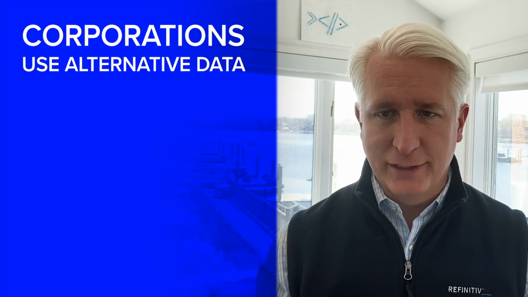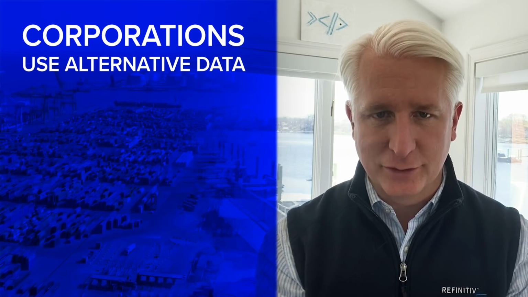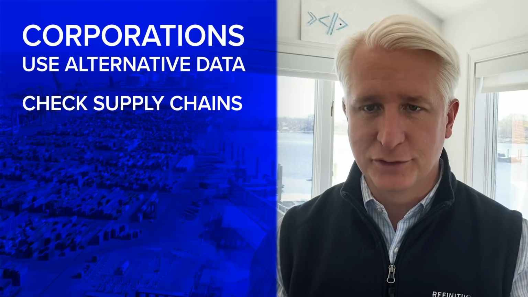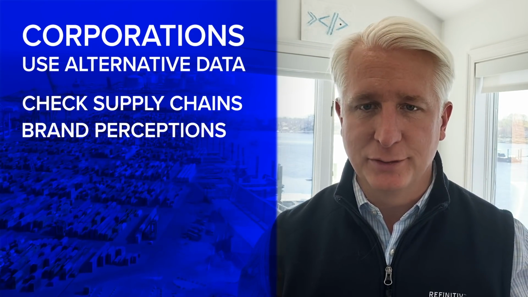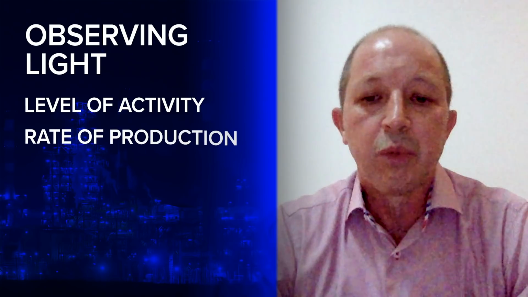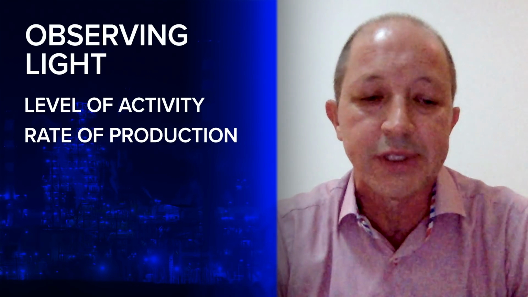Corporations use alternative data as well, but sometimes in different ways. They may use it to check their supply chain, make sure there's no disruptions, or they may even use it to try to understand brand perceptions. By observing the light, we can get an indication as to the level of activity and how much work is being done and how much product is being produced from that individual facility.